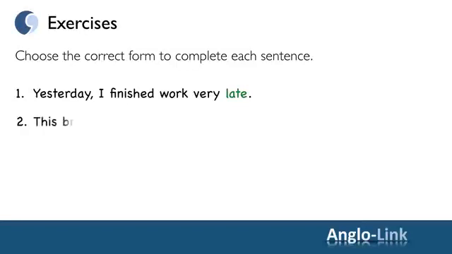Number 2. "This bread smells." We're looking for an adjective to describe the smell of the bread. Therefore, the correct answer is good. The bread smells good. Smell is a sense verb. It's followed by an adjective.